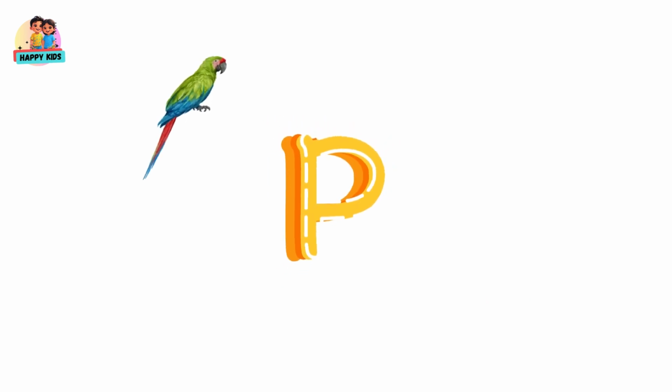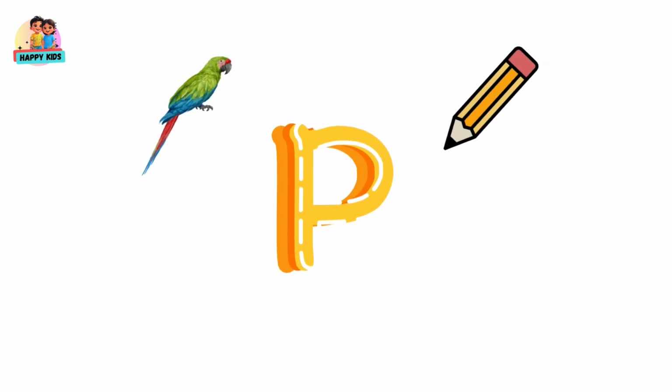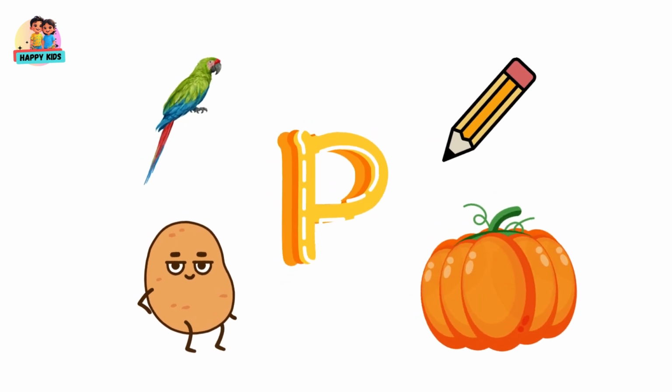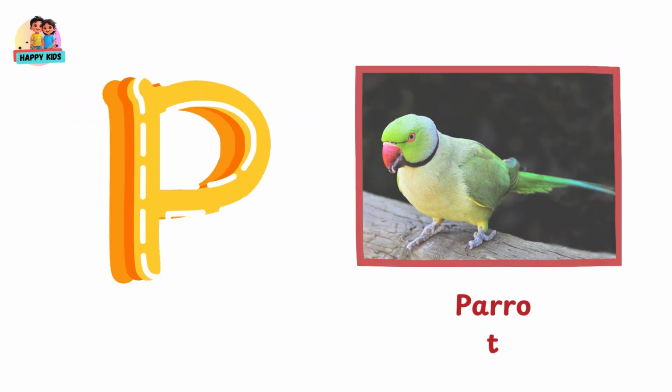This is P. P is for parrot. P is for pencil. P is for potato. P is for pumpkin.